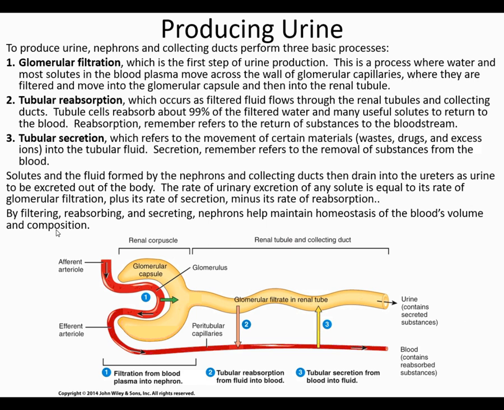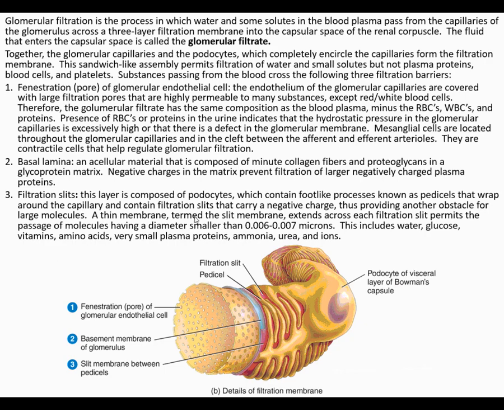Solutes in the fluid formed by nephrons and collecting ducts drain into ureters as urine to be excreted out of the body. The rate of urinary excretion of any solute is equal to its rate of glomerular filtration plus its rate of secretion minus its rate of reabsorption. So it's how much of this minus this plus this. By filtering, reabsorbing, and secreting, our nephrons will help maintain homeostasis of our blood's volume, which therefore also affects composition.